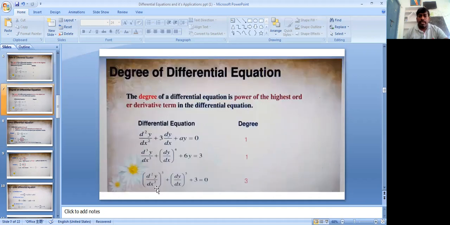Next, the last example: (d²y/dx²)³ + (dy/dx)⁵ + 3 = 0. Again, by observing the first and second terms, the highest order is in the first term, d², so the order is 2, its power is 3, therefore the degree is 3.